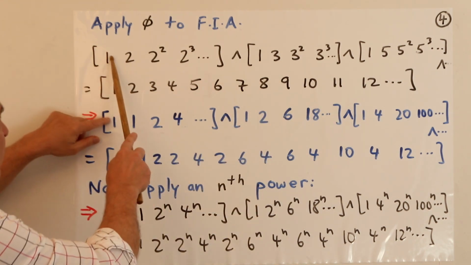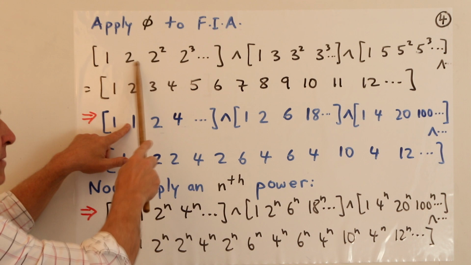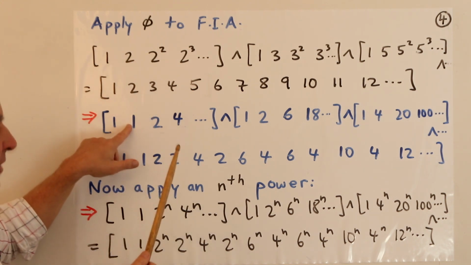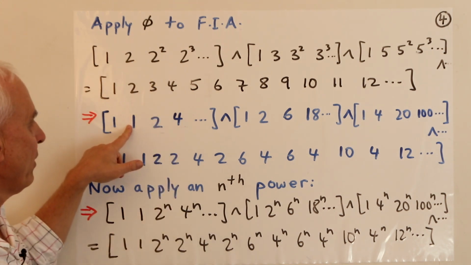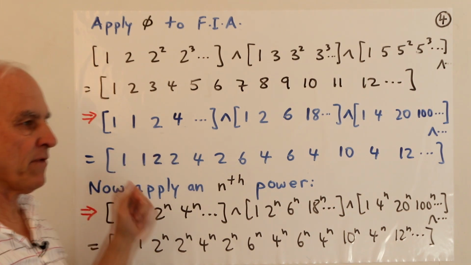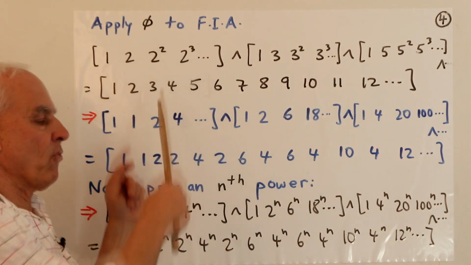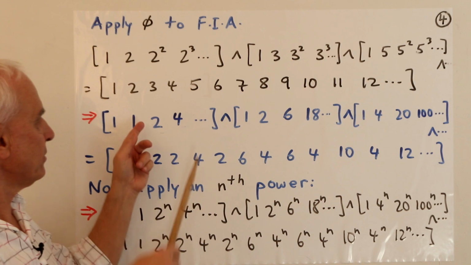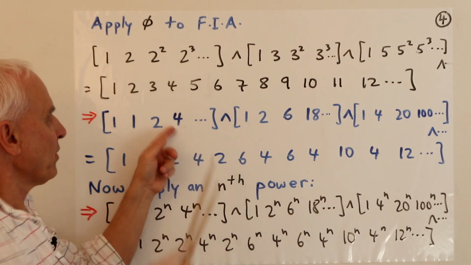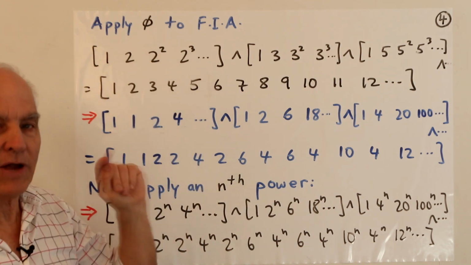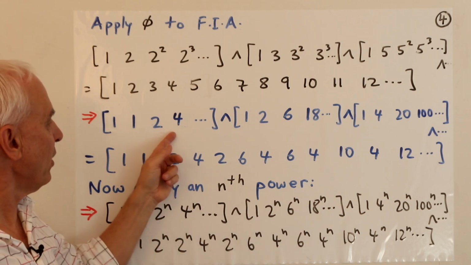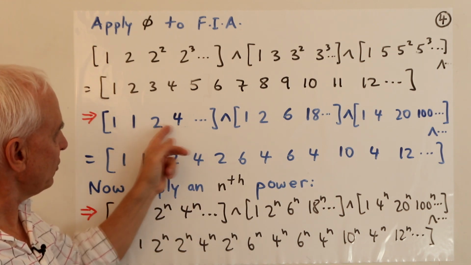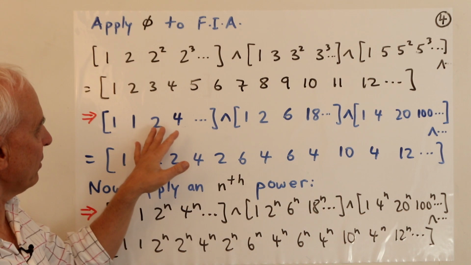So phi of 1 is 1. Phi of 2 is 1, because that's a prime, 1 less than it is 1. Phi of 2 squared, well, that's 2. According to the formula, that would be 2 to the k minus 1 times 2 minus 1, so that's 2. 2 cubed, according to the formula, that's 2 squared times 2 minus 1, so that's 4. So actually we see that we're getting powers of 2 here also, but sort of staggered.